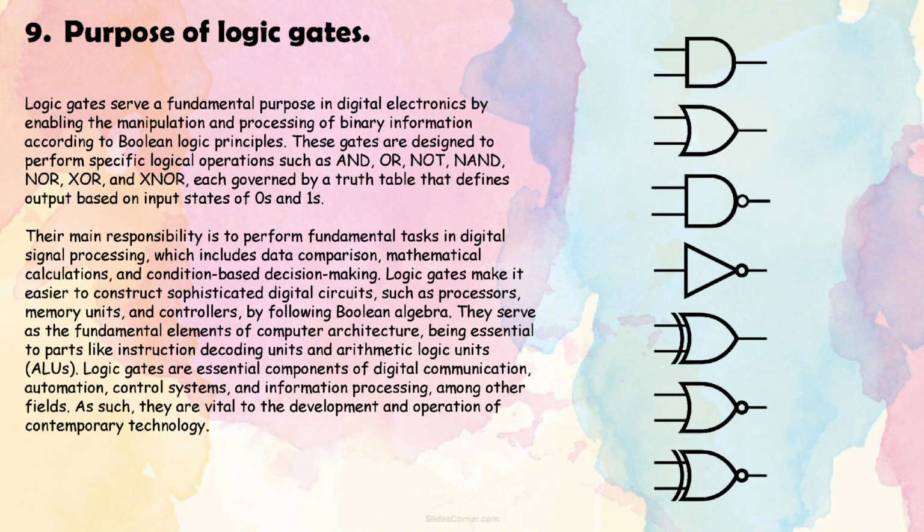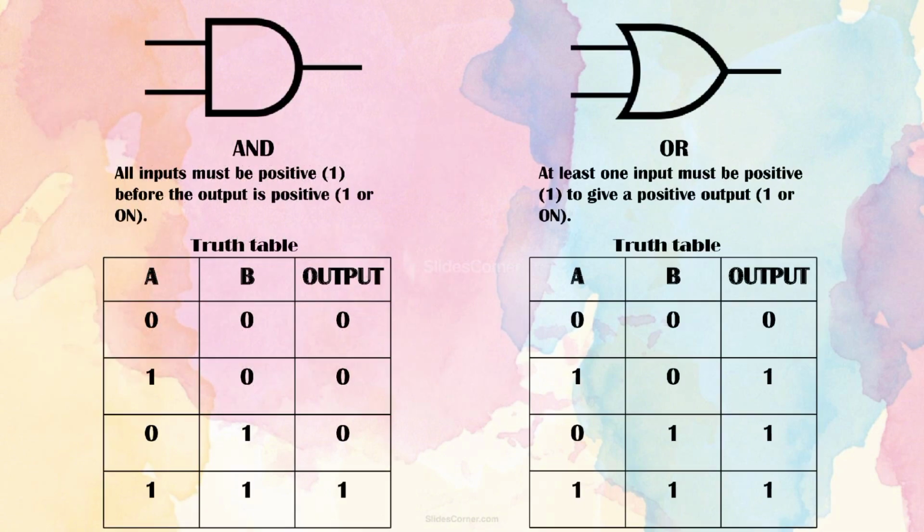Purpose of logic gates. Logic gates serve a fundamental purpose in digital electronics by enabling the manipulation and processing of binary information according to Boolean logic principles. These gates are designed to perform specific logical operations such as AND, OR, NOT, NAND, NOR, XOR, and XNOR, each governed by a truth table that defines output based on the input states of 0 and 1.